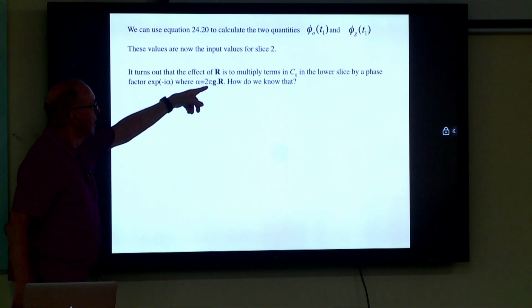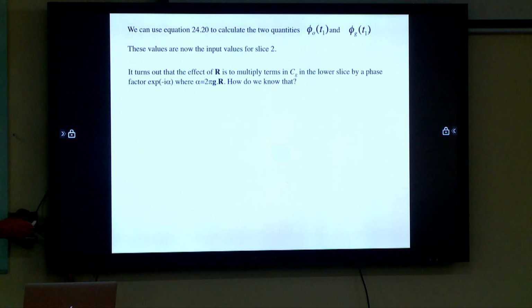And so it turns out that the effect of R, the displacement function, so remember the second fault has a displacement vector, R, is simply to multiply the terms in C_G in the lower slice by a phase factor, exponential minus i alpha, and alpha is 2 pi g dot R. So how do we know that?